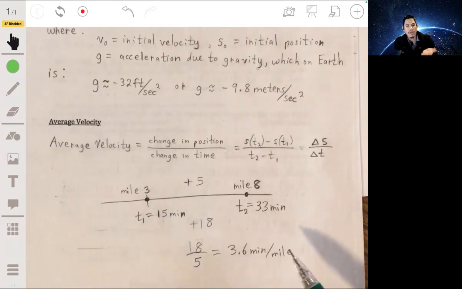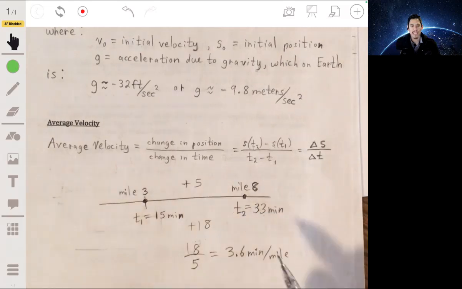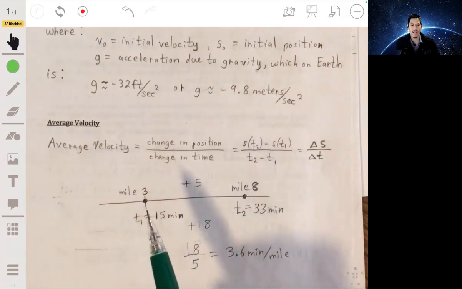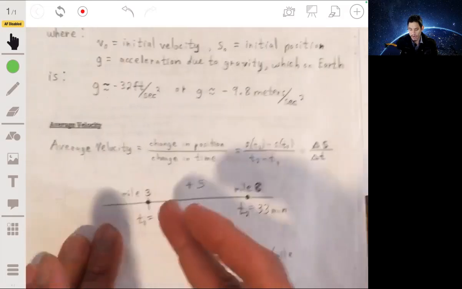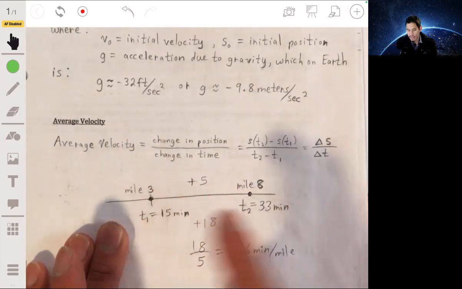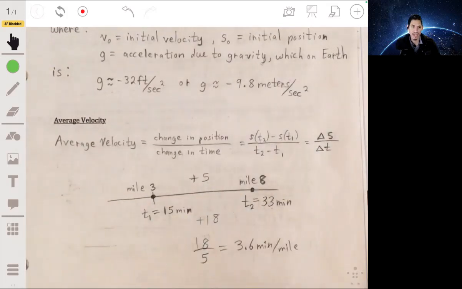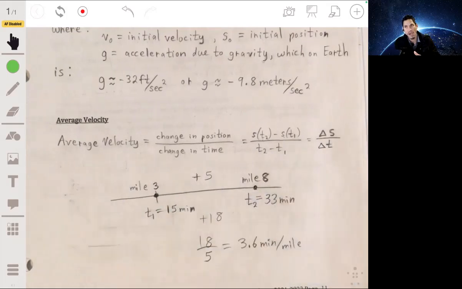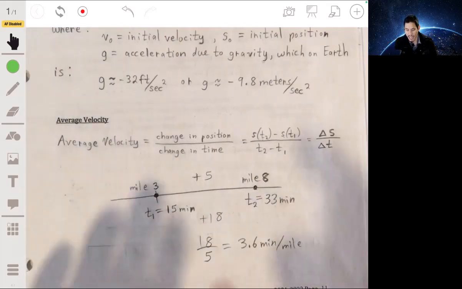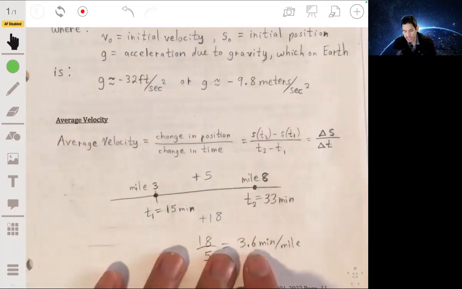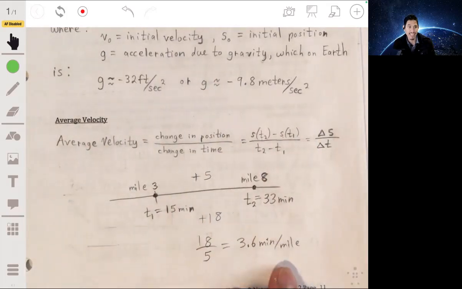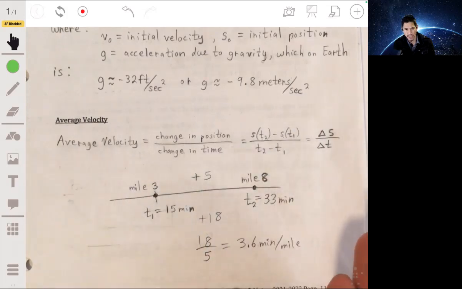Now let's think more. What does this mean? Does this mean that he's been going exactly 3.6 minutes per mile for every second from here to here? That would mean he was traveling the exact same speed the whole time. And you can probably recognize, well, no, sometimes maybe he's going faster than this, sometimes slower. But what we mean is that on average, he was going 3.6 minutes per mile. That's his average velocity, his average speed.